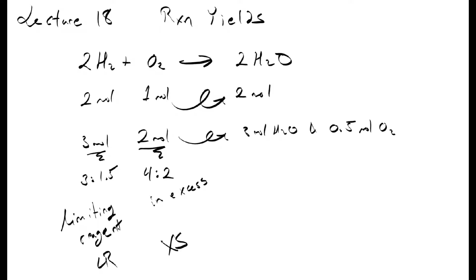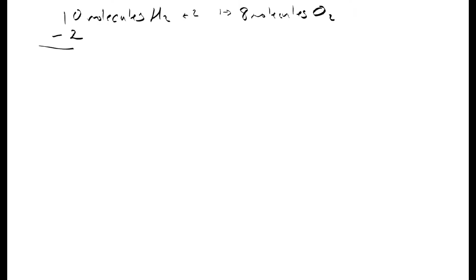Now, what if you had 10 moles? Actually, let's go ahead and make it molecules. 10 molecules of hydrogen and 8 molecules of O2. How much water could you produce? Well, what the reaction is saying is that you're going to consume 2 hydrogens for every 1 oxygen, every cycle, every time you run through there. So, first time this happens, you get 8 and 7 plus 2 H2O.